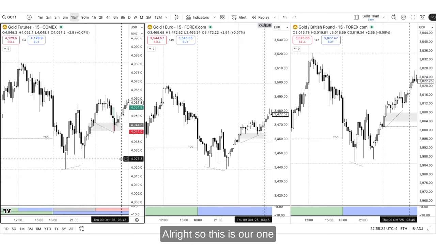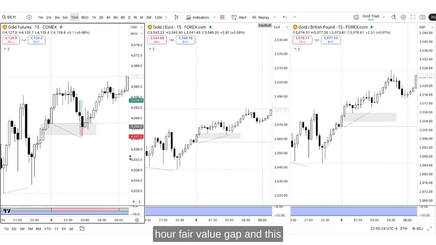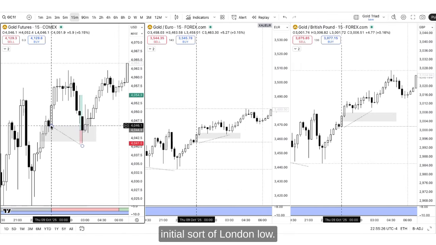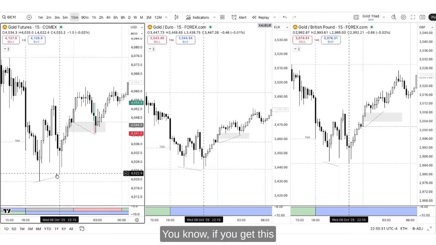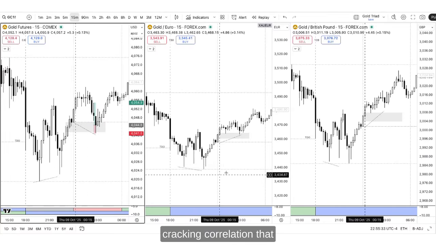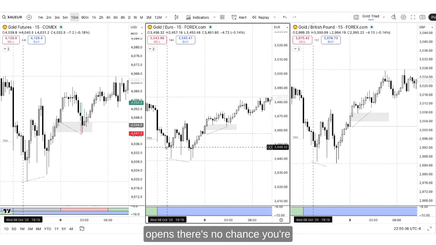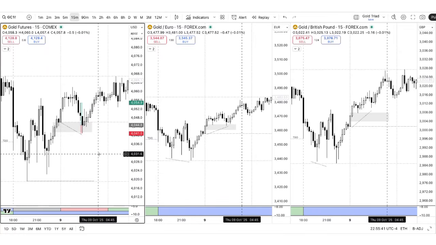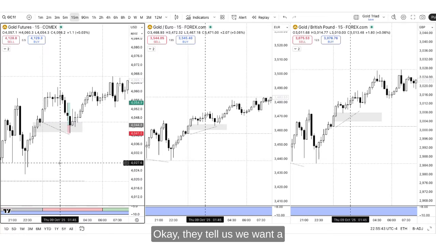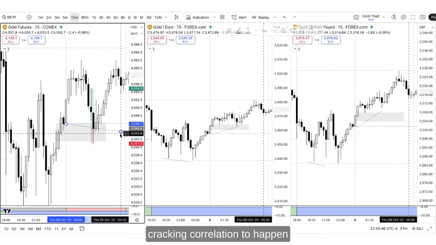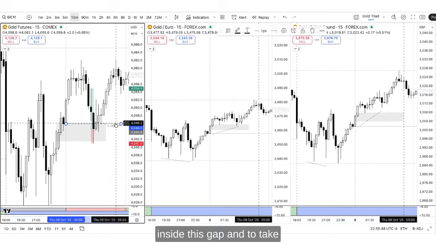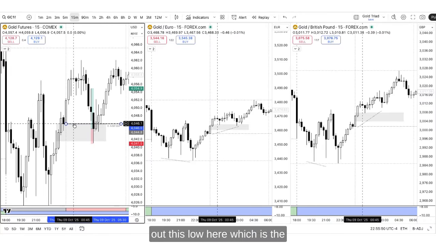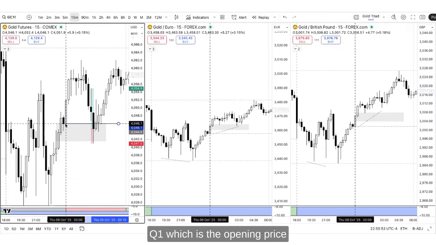All right, so this is our 1 hour fair value gap, and this is our first initial sort of London low. You can see here Asia is to the left. If you get this cracking correlation that happens below true opens, there's no chance you're even going to get to Asia. All right, so what do our key levels tell us? They tell us we want a cracking correlation to happen inside this gap and to take out this low here, which is the Q1's low, the Q1 being the opening price of midnight.